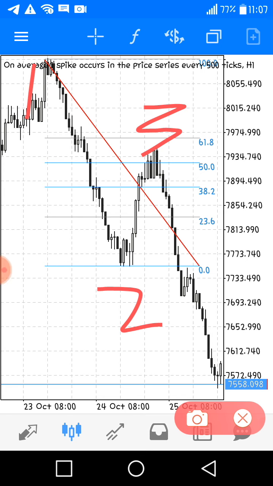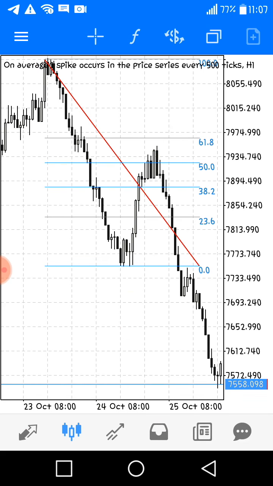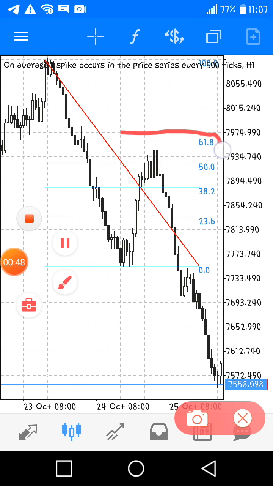And you can see it retraced. I told you guys in the last course, please watch it so that you can know more of what I'm saying. You can see it retraced to the 61 level, in the zone of 61.8 and 50. I can see it sold.